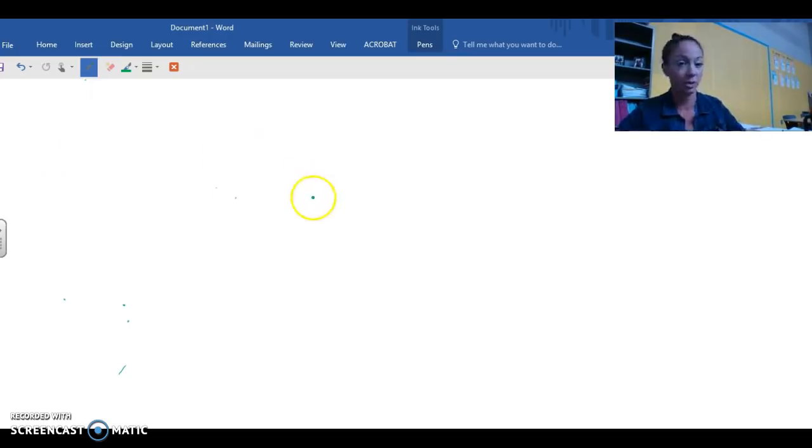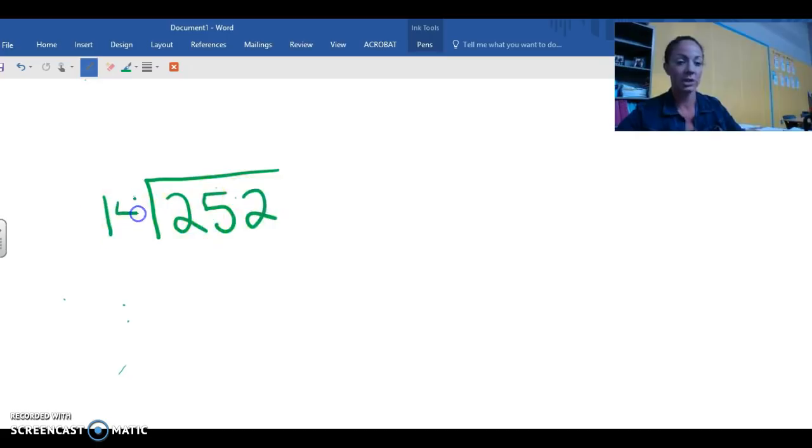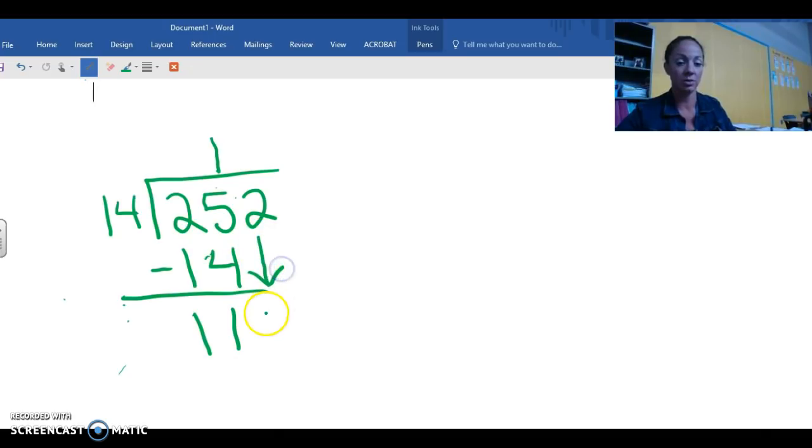We'll go with 252 divided by 14. So we know that 14 times 1 is plain old 14, but 14 times 2 is 28. So 14 will not go into 25 2 times. So put our 1 up there. Let's subtract 14. 5 minus 4 equals 1. 2 minus 1 equals 1. Now we have to bring down the 2.